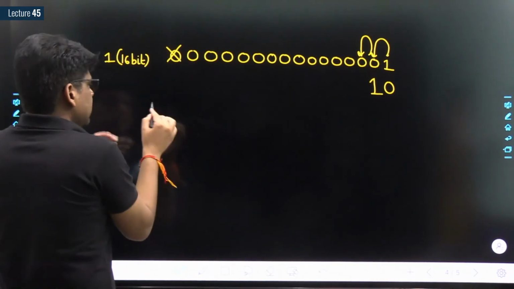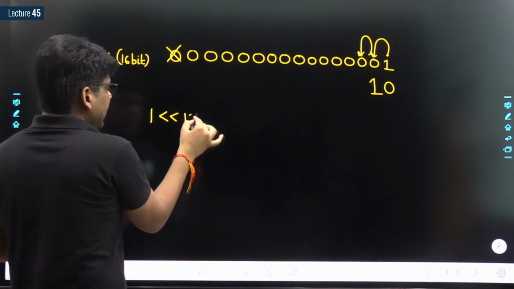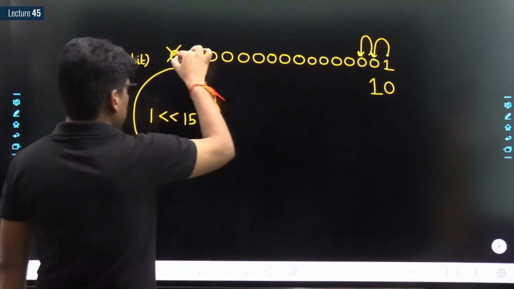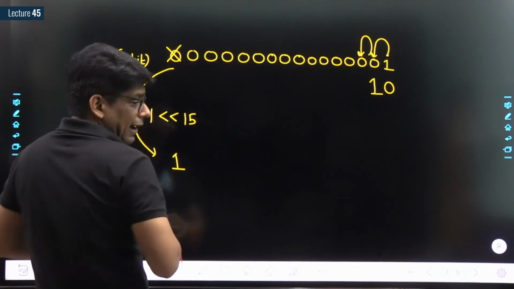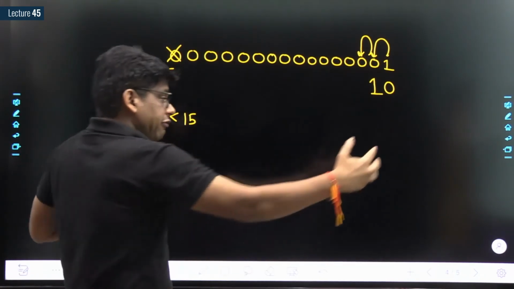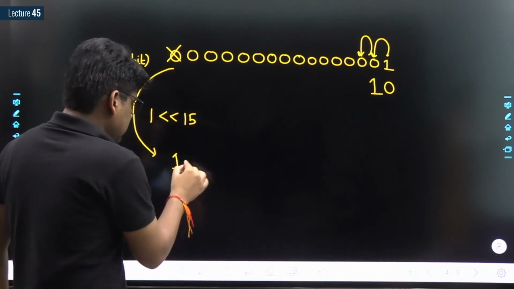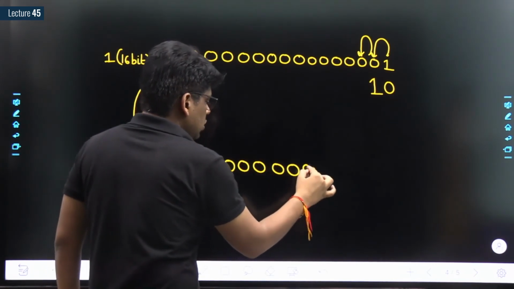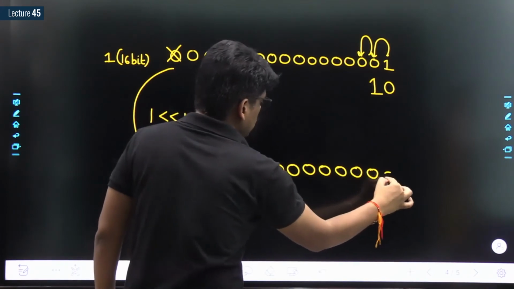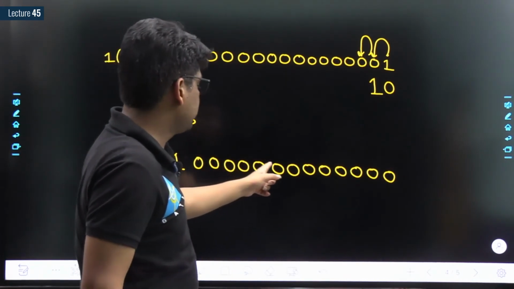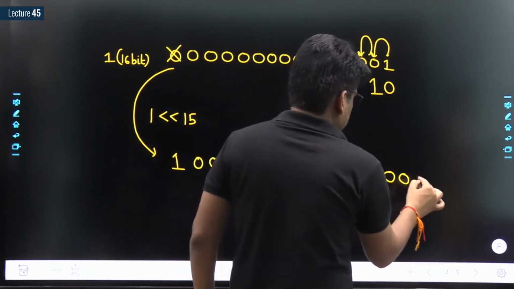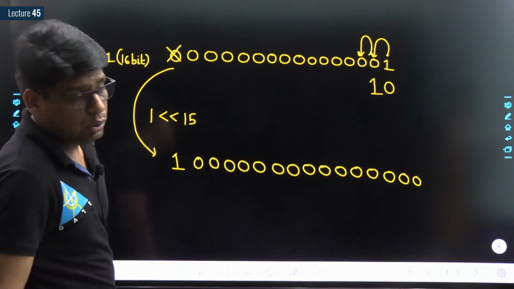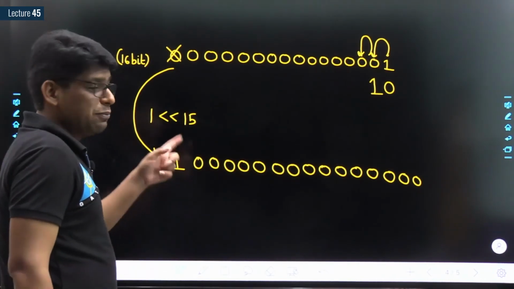That means if I shift this 15 times, what happens? This 1 comes out to be here. That means 1 comes here and because we have shifted it 15 times, 15 zeros will be appended to the right. That means 1 followed by all zeros. How many are they? 1, 2, 3, 4, 5, 6, 7, 8, 9, 10. That means if I shift 1 by 15 times with the assumption that an integer is taking 2 bytes, what is the new value? It becomes a negative value.